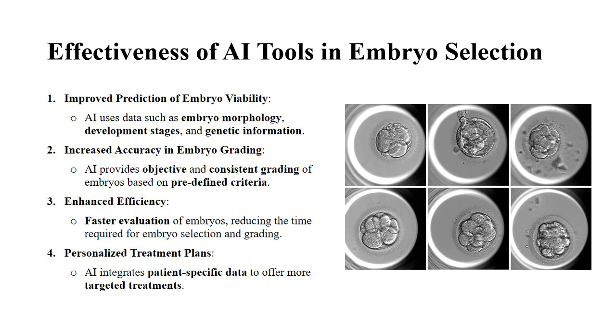B. Increased accuracy in embryo grading. AI tools automatically grade embryos based on predefined criteria and images, ensuring objectivity and consistency. These systems reduce human error and subjectivity in embryo grading, leading to more reliable selection for embryo transfer.